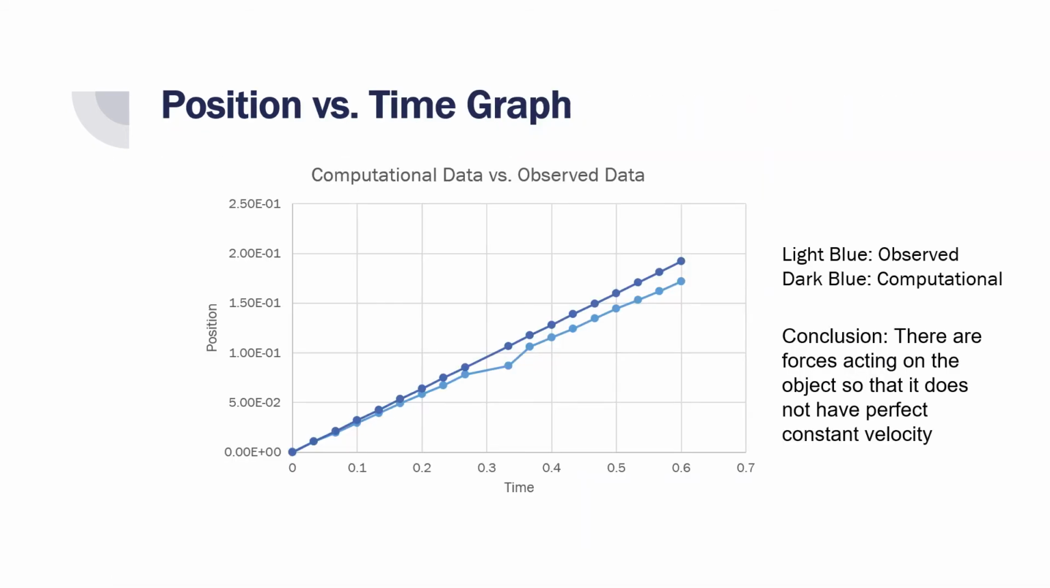Like I was saying, this is the computational data versus my observed data. That's the GlowScript data versus the data that I actually saw within Tracker. The light blue line is the observed, and the dark blue line is the computational. Obviously these aren't exactly the same. If the system I was looking at on my kitchen table with my golf ball were a perfect system, it should mimic the computational data. However, I concluded by looking at these two lines that there must have been forces acting on the object so that it did not have perfect constant velocity.